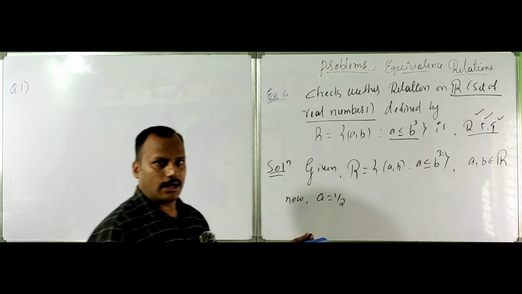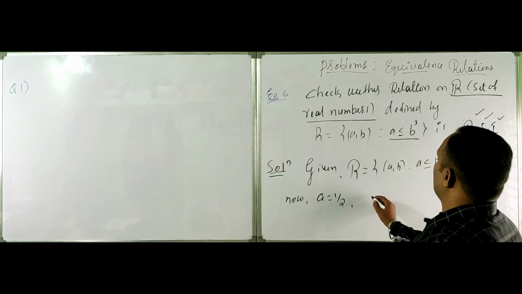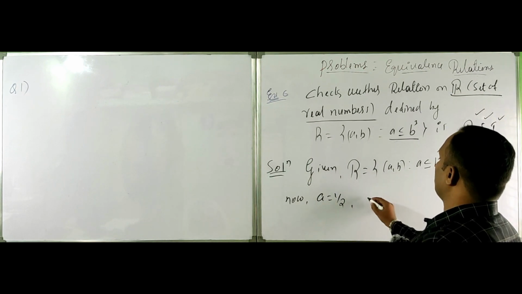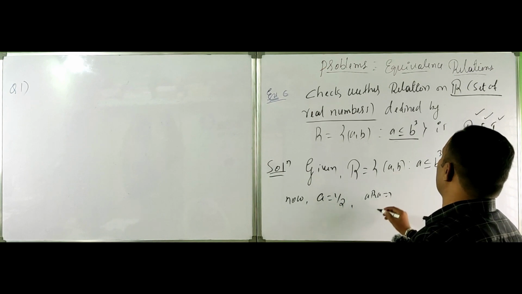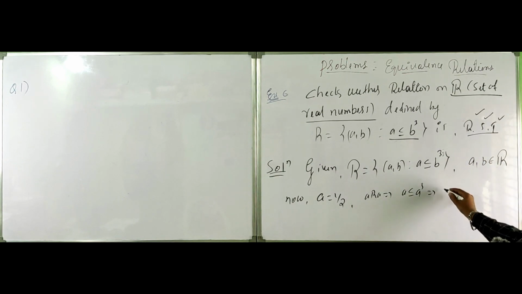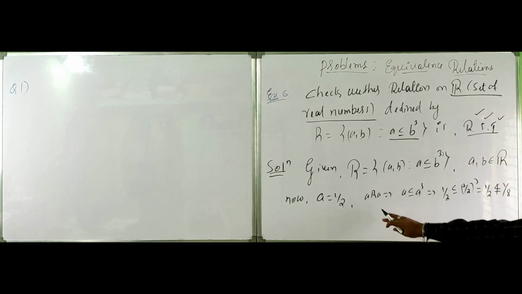See, if I take a = 1, the result is true, but for a = 1/2 it's not true. Let's see. For 1/2, I have to show aRa implies a is less than or equal to a cube. Is 1/2 less than or equal to (1/2) cube? This is 1/2 less than or equal to 1/8, right? 1/2 is greater than 1/8. Therefore, R is not fixed. So this is the method.